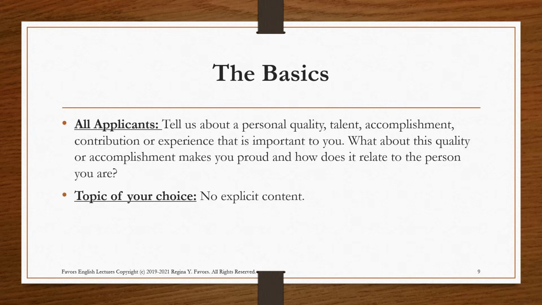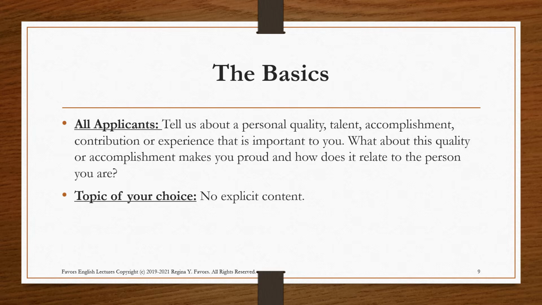And then of course that tells the admissions committee the type of person you are, that you are not a runner, and that even if you ran initially from the problem, you reassessed your contribution and said, no, I got to finish this. So this tells the admissions people what type of person you are. So tell us about a personal quality, talent, accomplishment, contribution, experience that is important to you. What about it makes you proud? And then how does it relate to the person you are? So, topic of your choice, no explicit content.